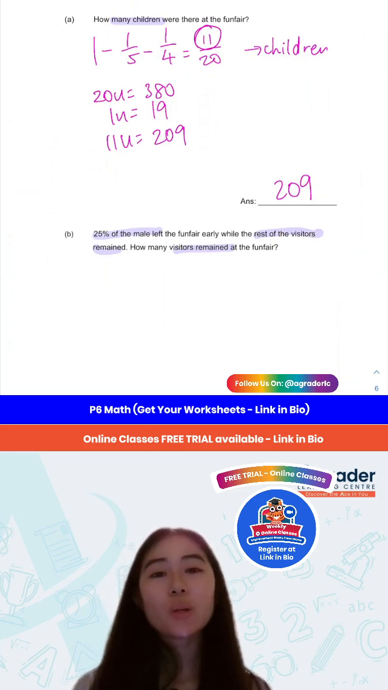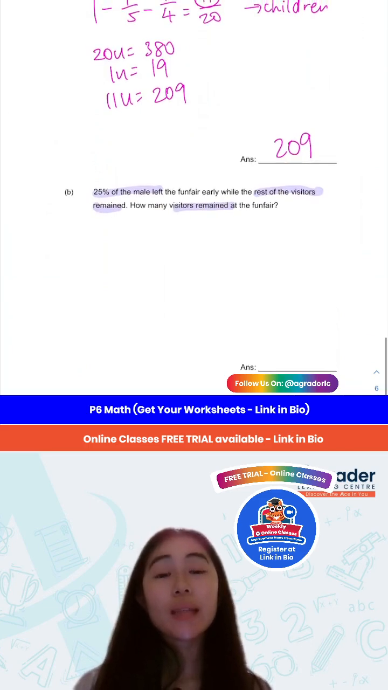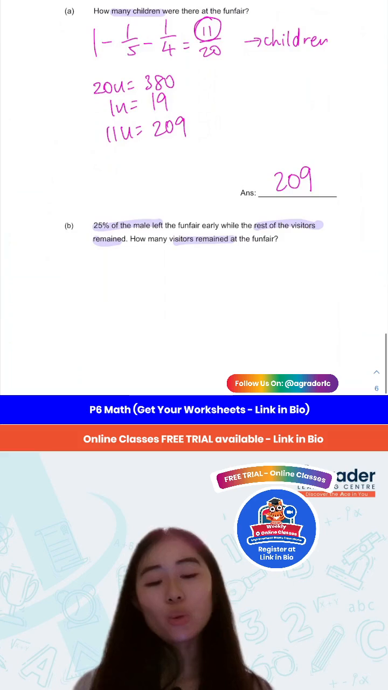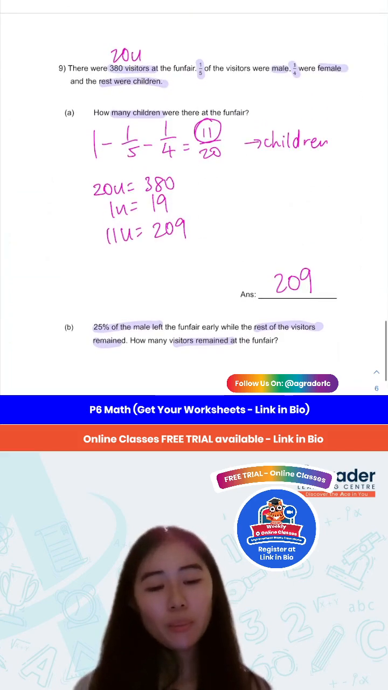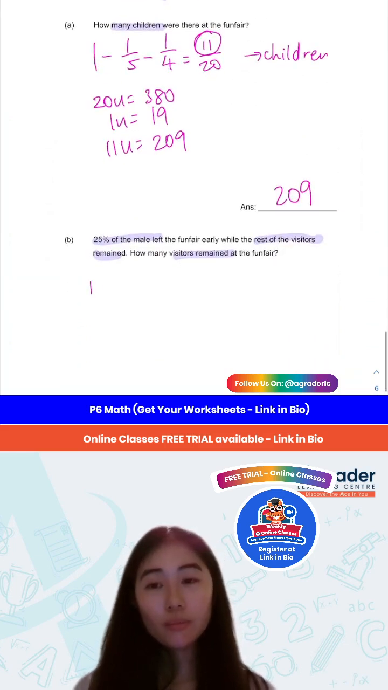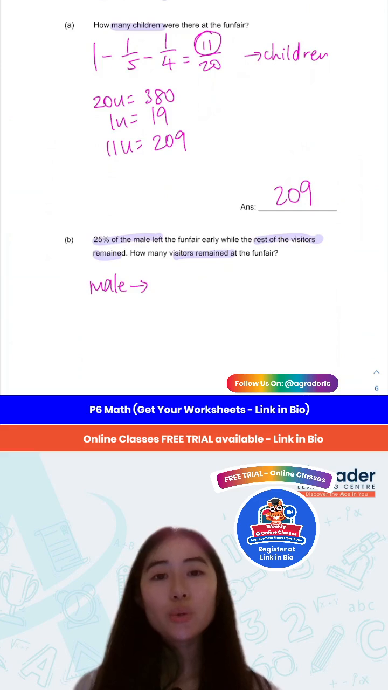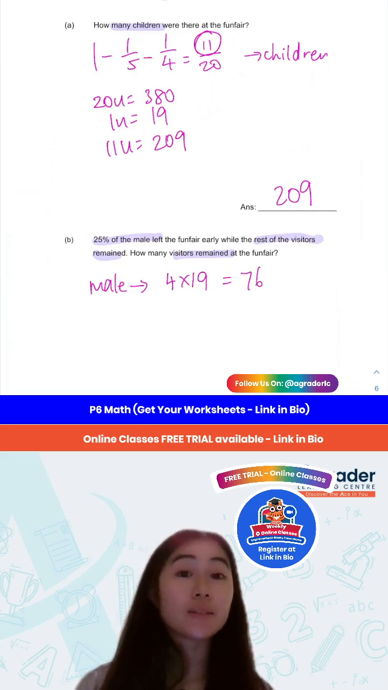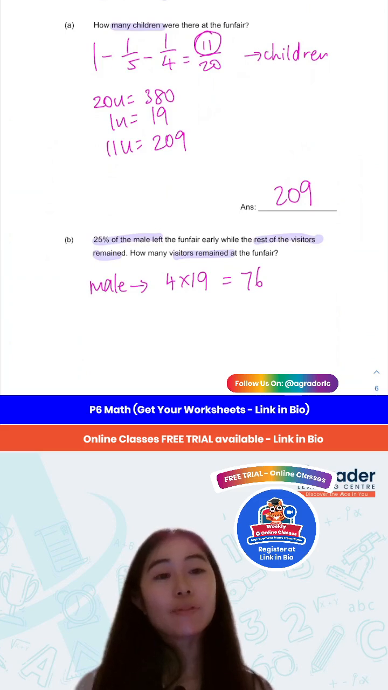Okay, so it says that 25% of the male left, but actually you don't know what's the male yet, right? So for the male, this 1/5, I will change it to 4/20. So that means the male is 4 units. Let me find the male first, okay? So 4 units will be 4 times 19. You should get 76. So that's the male at first.